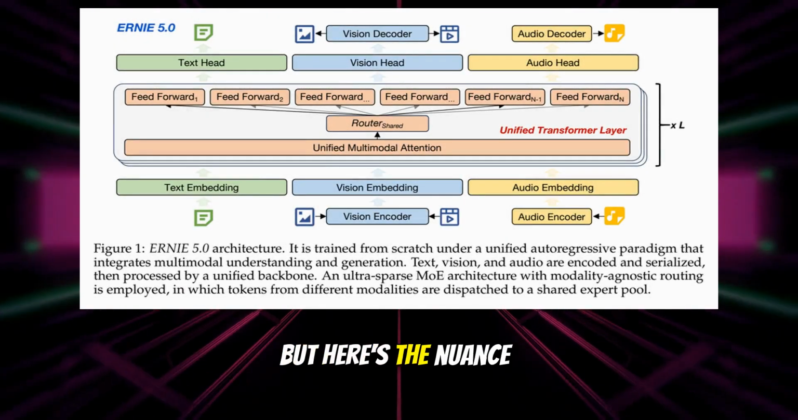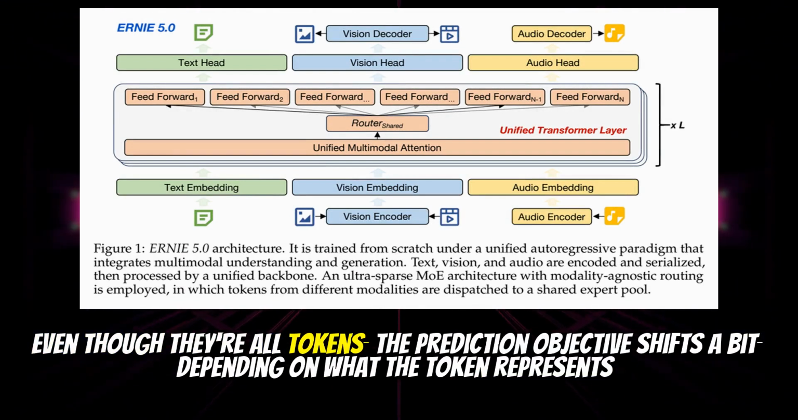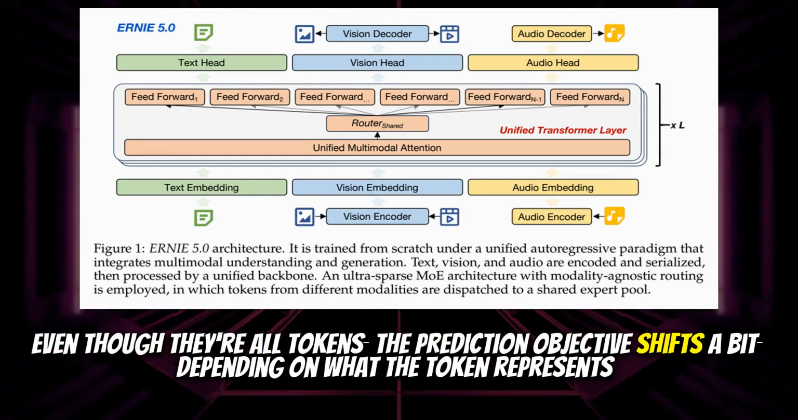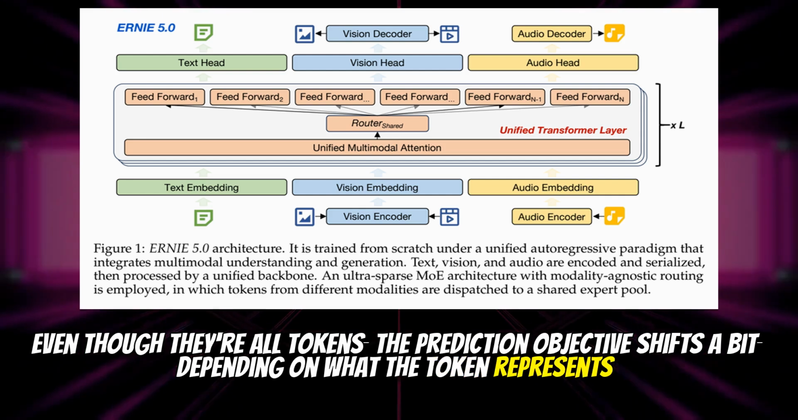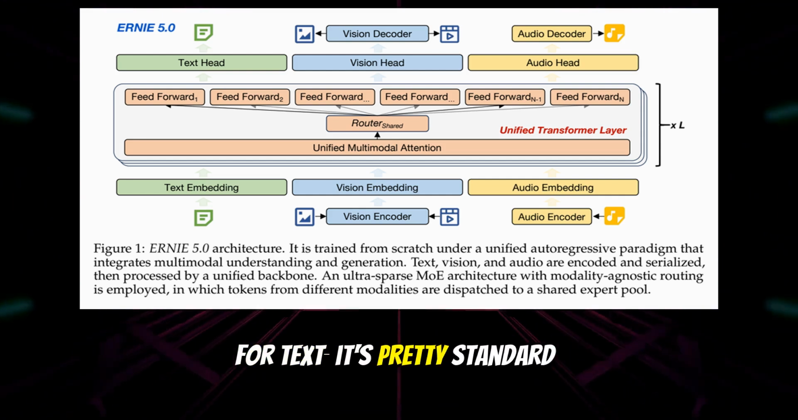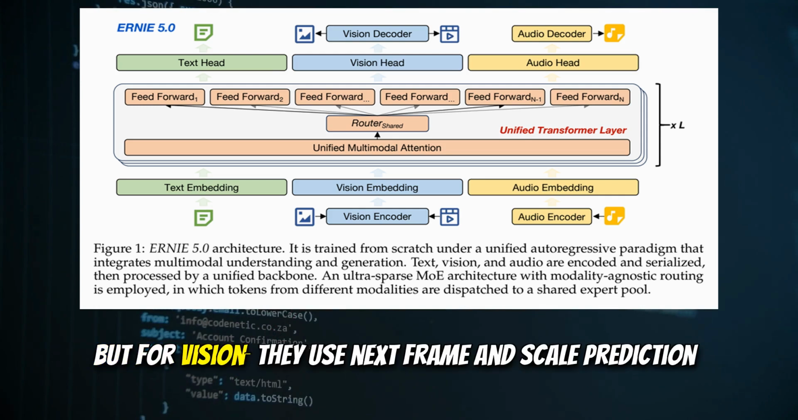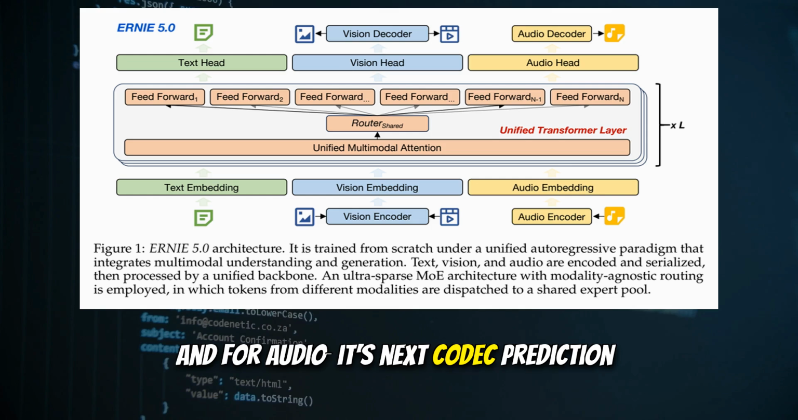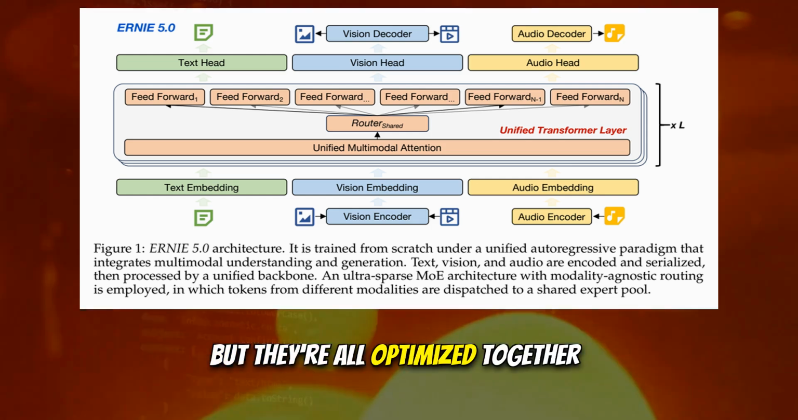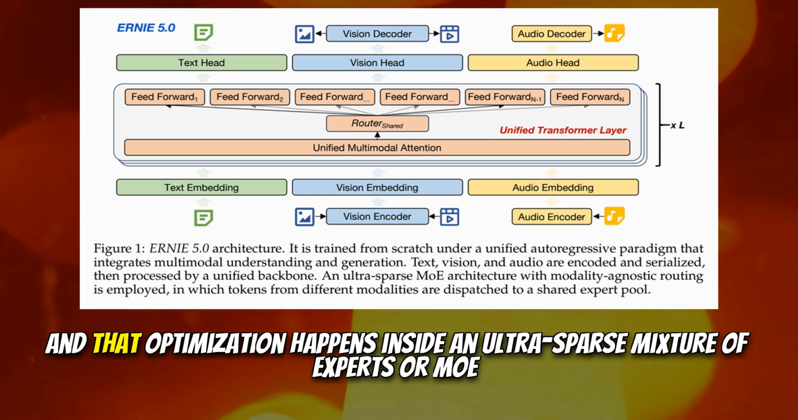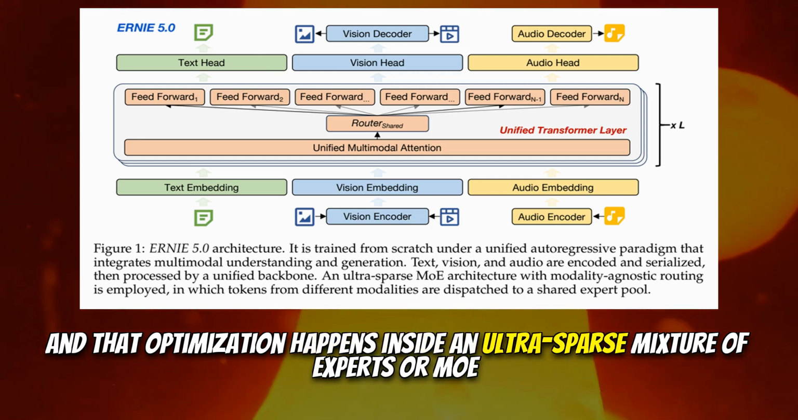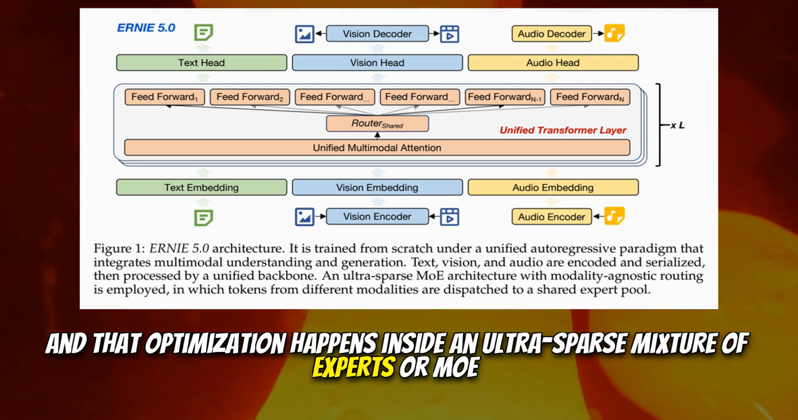Exactly. But here's the nuance. Even though they're all tokens, the prediction objective shifts a bit depending on what the token represents. For text, it's pretty standard. Next token and multi-token prediction. But for vision, they use next frame and scale prediction. And for audio, it's next codec prediction. But they're all optimized together. Yes, simultaneously. And that optimization happens inside an ultra-sparse mixture of experts, or MoE.